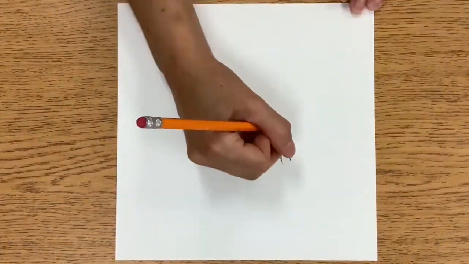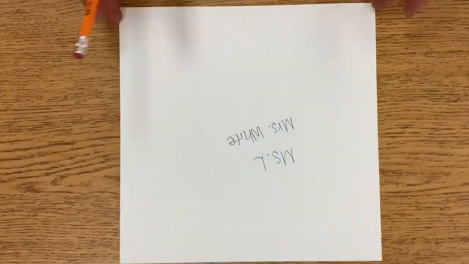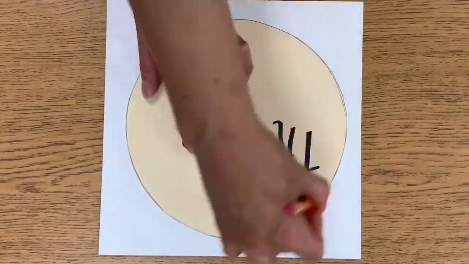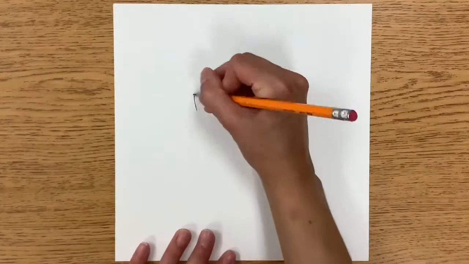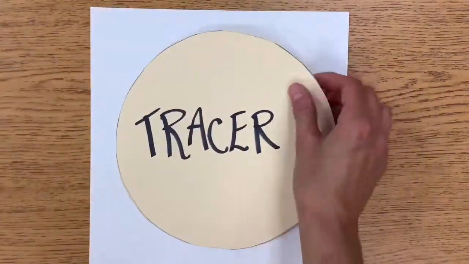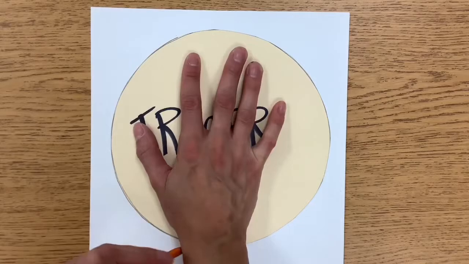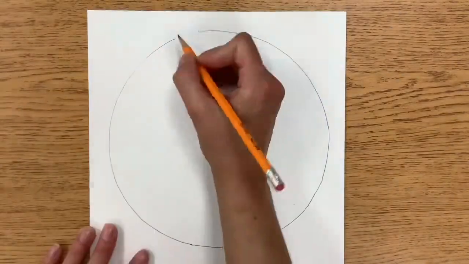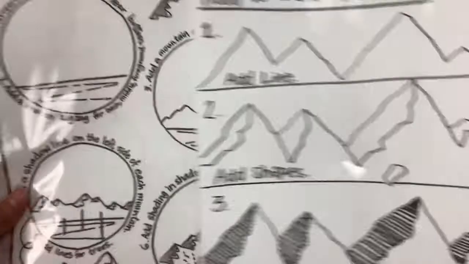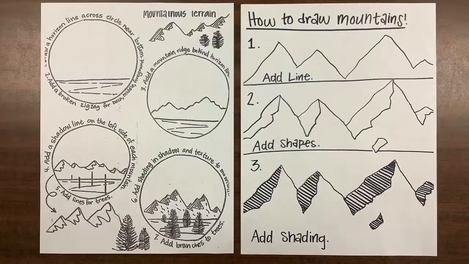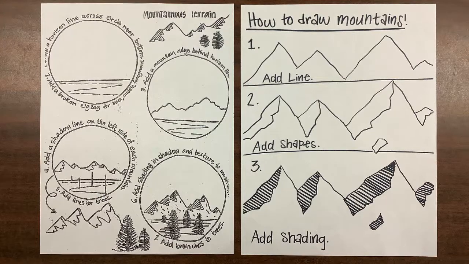If you are in person learning with us, you are going to write your name and your classroom teacher's name on your paper. Then you are going to trace a circle from a circle tracer. Or you can create a large circle by tracing something at home like an ice cream bucket. You will want to use drawing guides to follow along with, or you could follow along with my demonstration video.